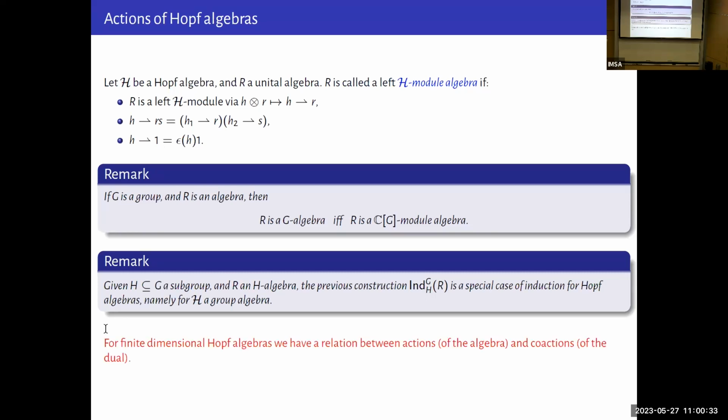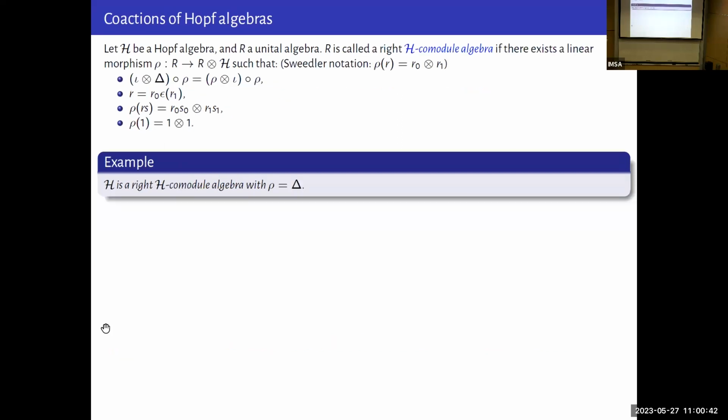Now, for finite dimensional Hopf algebras, we have a relation between actions of the algebra and coactions of the dual. So let's recall what a coaction of an algebra is. H is a Hopf algebra, R is a unital algebra, then R is called a right H-comodule algebra if there exists a linear morphism rho from R to R tensor H such that it verifies this condition.